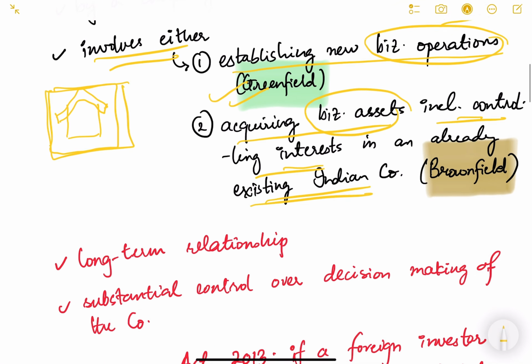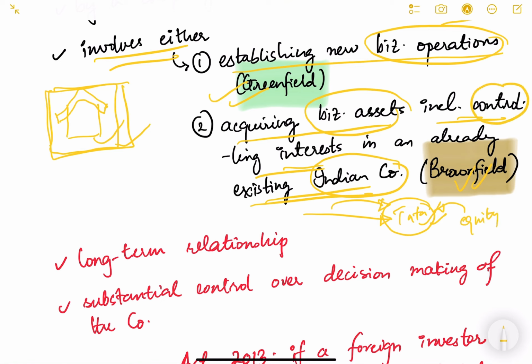And if there is an already existing Indian company, for example a company like Tata, and some foreign investor comes and acquires shares of Tata, investing into Tata, that is known as brownfield FDI, brownfield investment. Already there was a factory and an office, but now this investor is buying the assets of this company, investing in the form of equity, and also taking control of the management of that company.